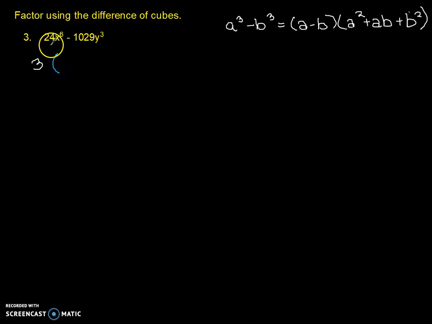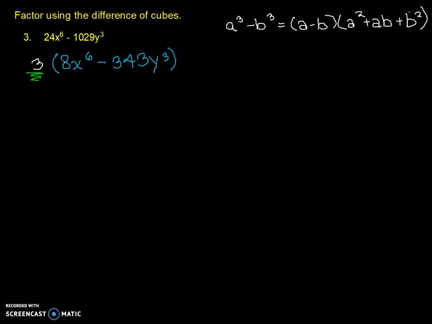If I factor it out of each one of these terms, I would be left with 8x to the 6th power minus 1029 divided by 3, which would give me 343y to the third power. I'm bringing down y to the third power. 343 we've actually done in the last tutorial. So I will just underline my GCF so I remember to bring it down.